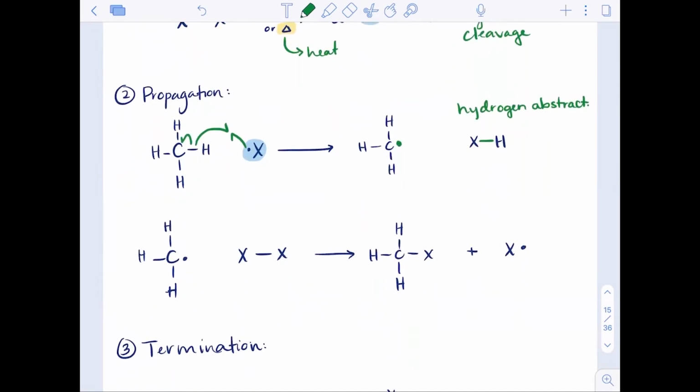Next, we will have a second propagation step to make our second molecule, the actual organic product here, where we have halogen abstraction. The carbon radical will pair up with one of the halogens in a second equivalent of X2. This propagates and makes a second equivalent of halogen radical. So we are making a new bond and making a new radical in this halogen abstraction.